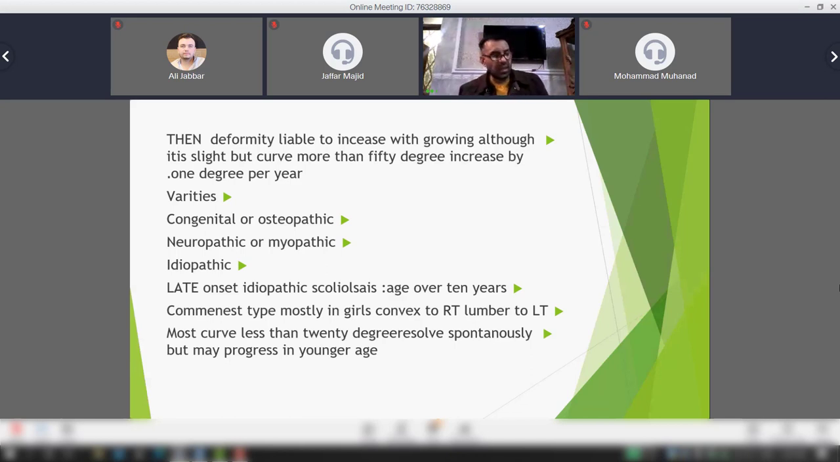So when the age is approaching the growing, approaching the maturity, this is good prognosis. إذا كان young age it's bad prognosis، معناته عدى وقت طويل أنه يصير progression in the scoliosis.